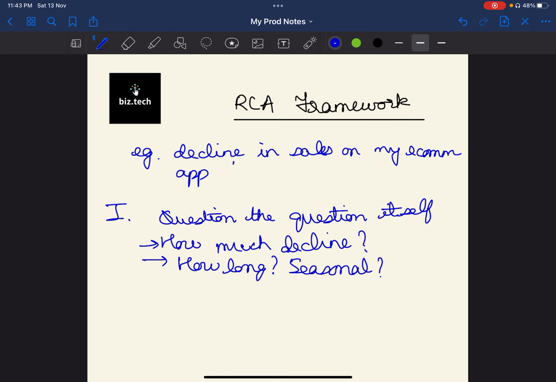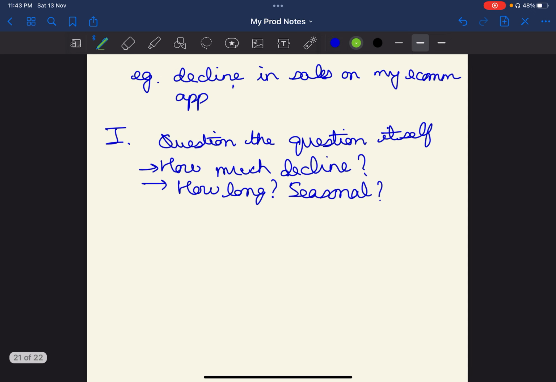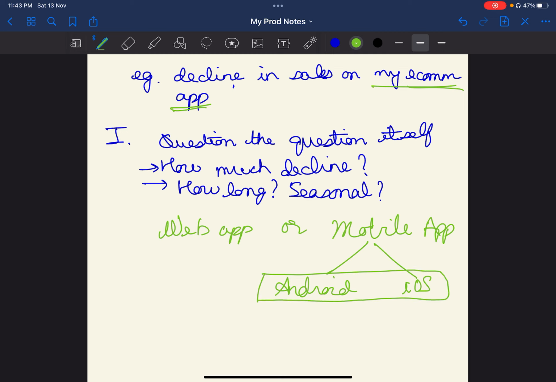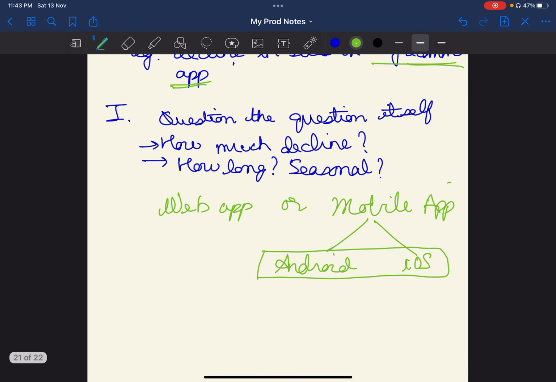the sales. The next aspect which needs to be considered is that it says my ecom app, but what app? Is it a web app or is it a mobile application? Even within mobile, it is always good to consider whether it is Android or iOS. In the majority of cases, the interviewer will not differentiate between these two, but it's always good to consider these just to show how in-depth you are thinking. But this needs to be clarified.